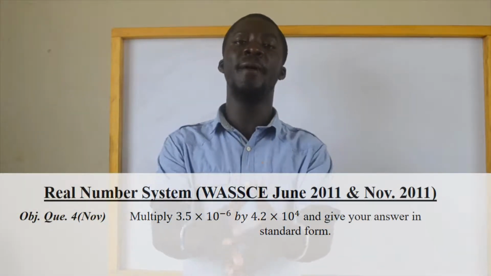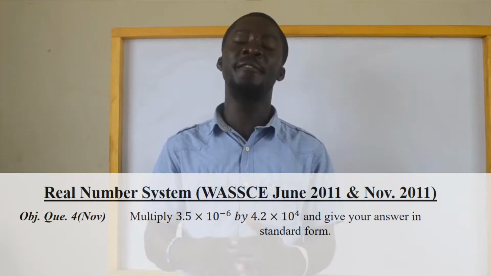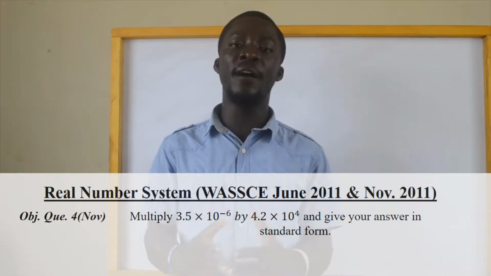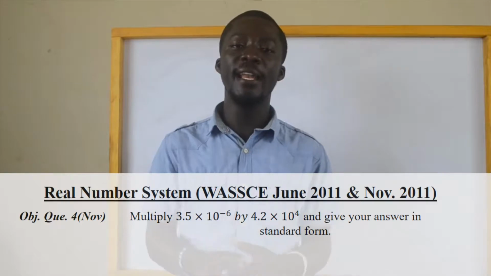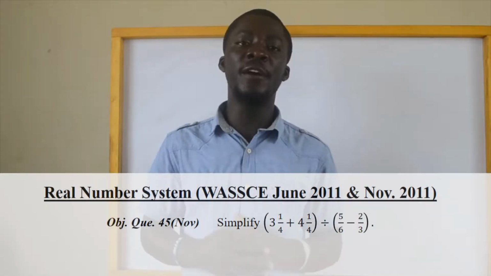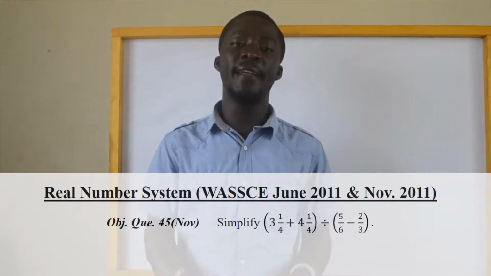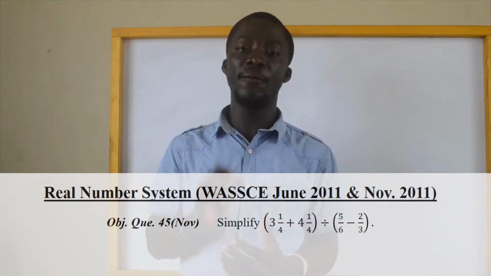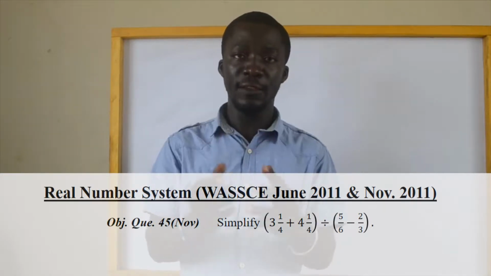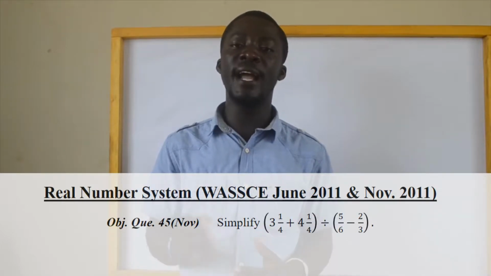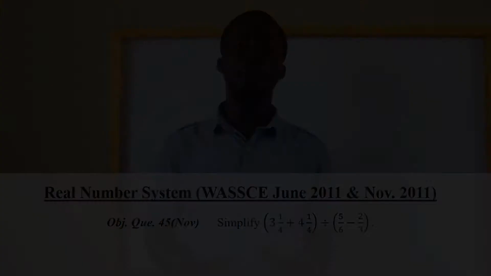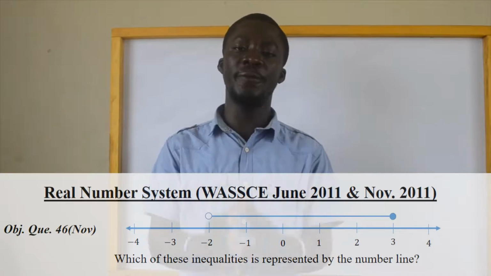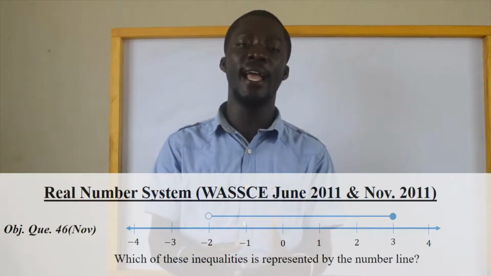Objective question 4, November. Multiply 3.5 times 10 raised to the power negative 6 by 4.2 times 10 raised to the power 4 and give your answer in standard form. Objective question 45, November. Simplify (3 1/4 plus 4 1/4) divided by (5/6 minus 2/3). Objective question 46, November. Which of these inequalities is represented by the number line?